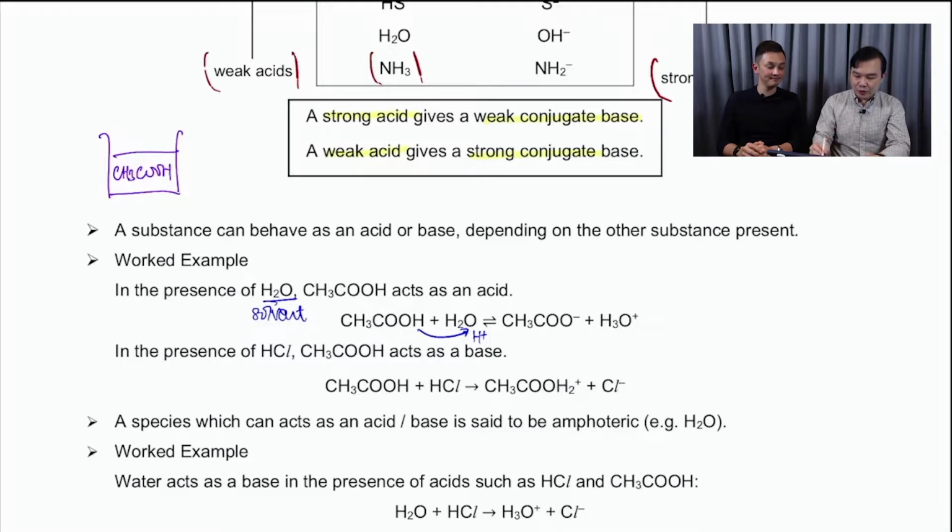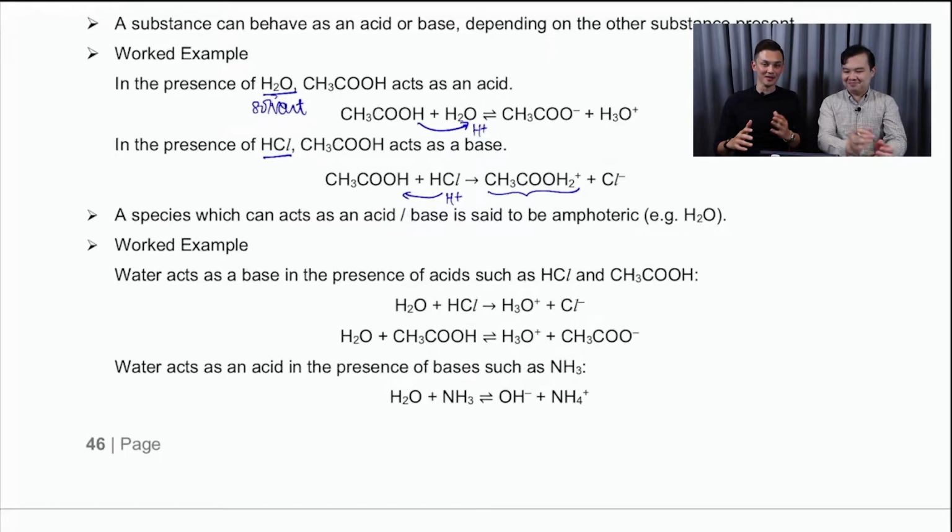Now, if you do it in the presence of HCl, something different is going to happen. This is a surprise because HCl is a strong acid, and in this case it acts as the acid instead. HCl is going to donate a H plus to ethanoic acid, and you end up with this very weird looking thing, which is a possibility as well. So the thing we are trying to explain is that a particular substance can go either way. It can be an acid, it can be a base. It really depends on what you couple it against.